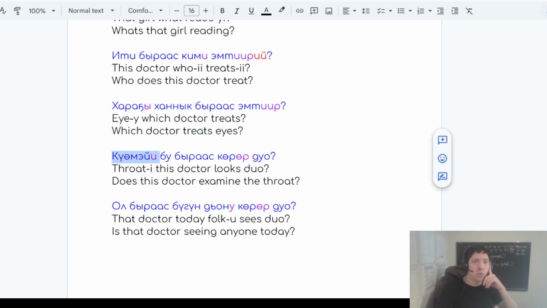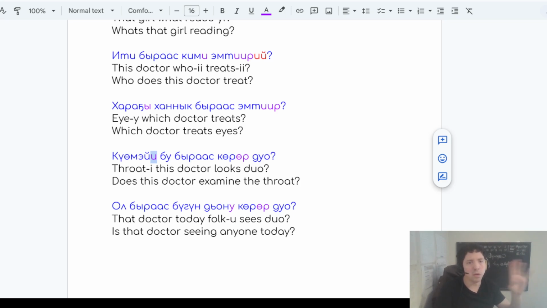Kuemei bu paras kururdo. So you could hypothetically say, so that is throat as an object, right? Doctor as a subject because there's no marker. So does this doctor examine the throat or treat throat problems? If I want to, I could also say bubaras kuemei kururdo. I could flip it around and the meaning will still be clear based on the endings that we add. And that's the beautiful thing about this kind of language. It makes it a little flexible.